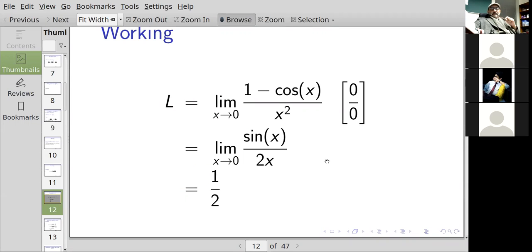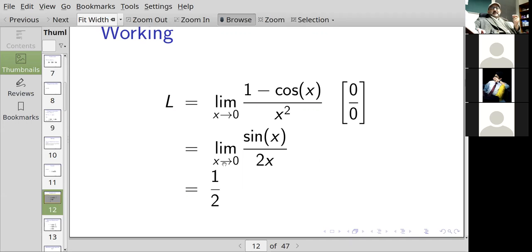Sir, cannot we use the squeeze theorem here? Sorry, you have to say that again? Sir, cannot we use the squeeze theorem here? Yeah, there might be several ways of doing a problem. I'm just showing you one particular way of doing it, okay?